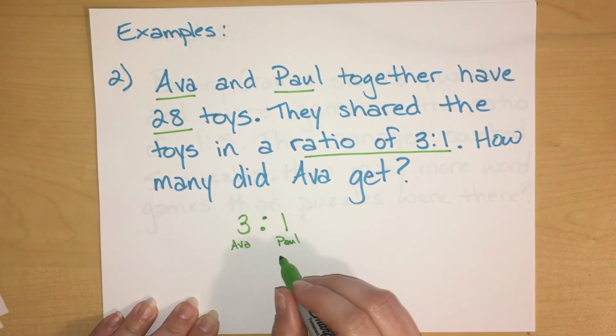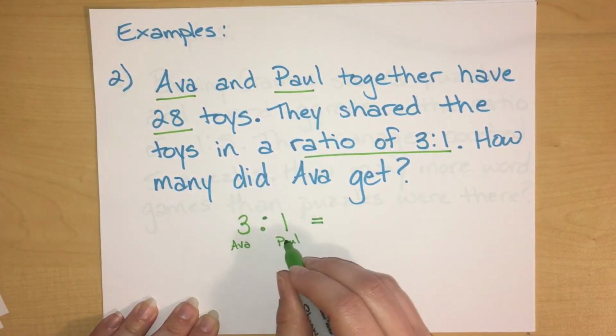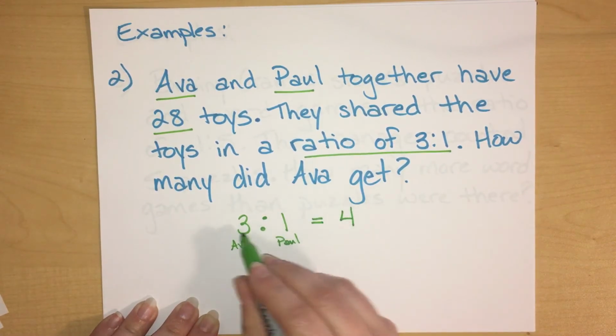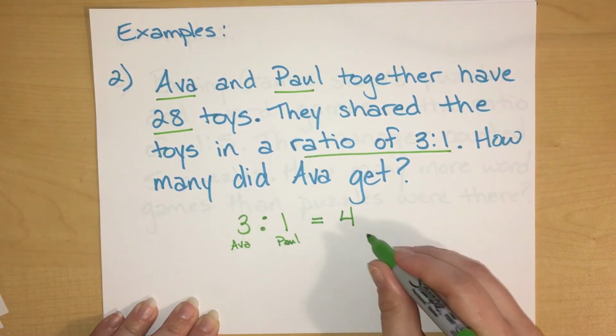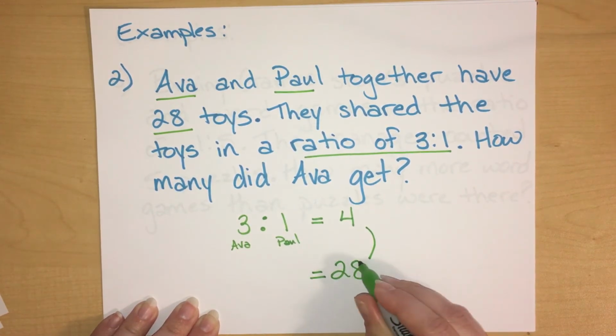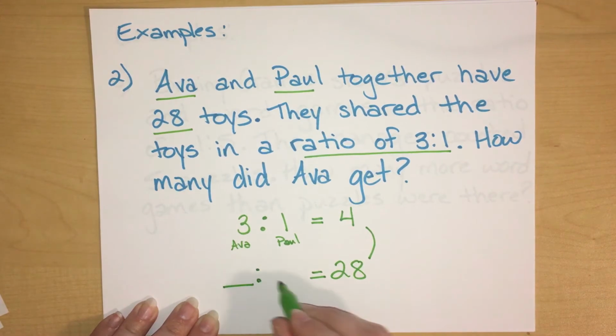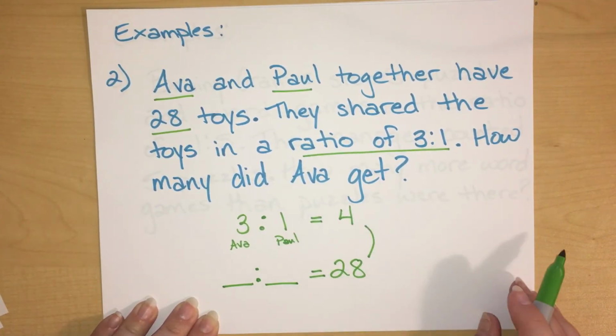This is not the case right now when I look at this ratio. When I look at this ratio, the sum of the ratio would be 4. It's the 3 plus the 1. I'm looking for a situation where the sum is 28, and I need to figure out what those two ratios would be if they had 28 altogether.